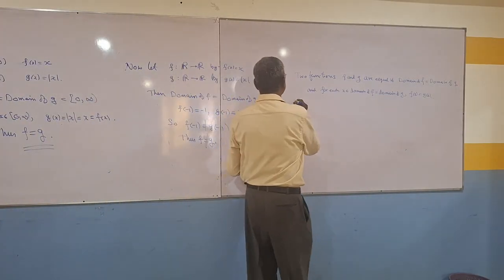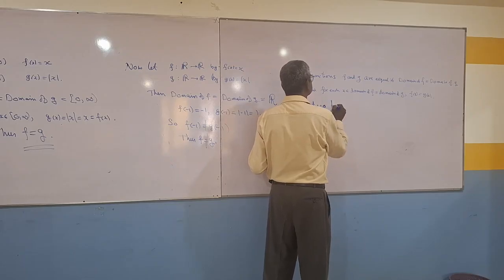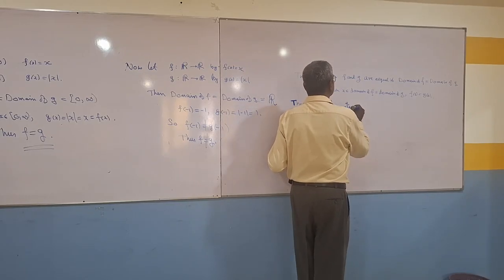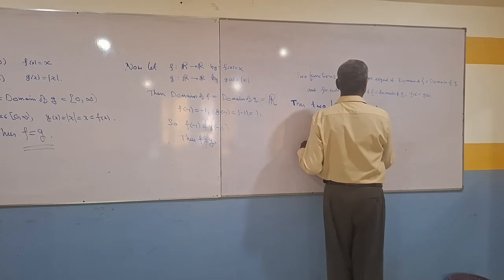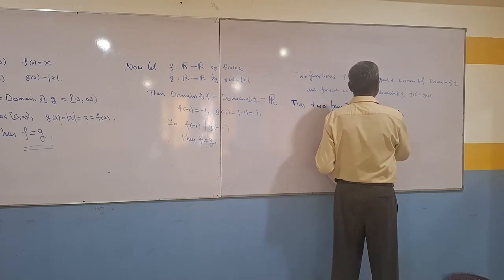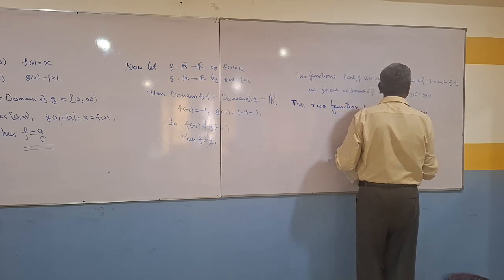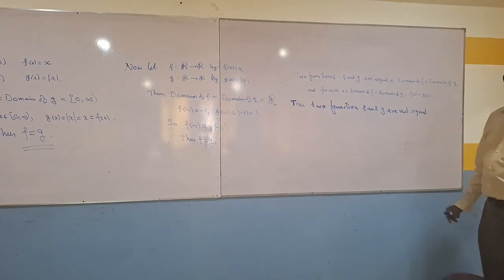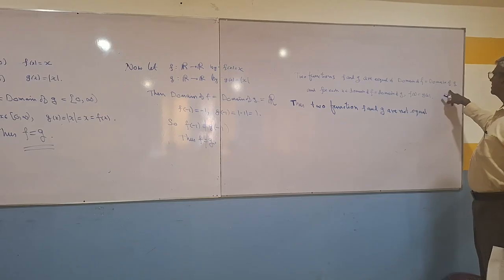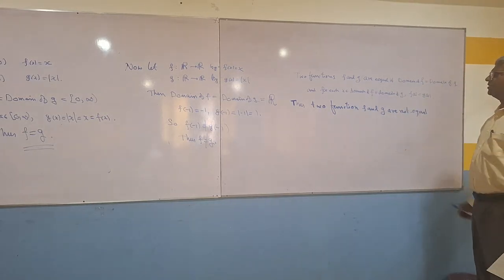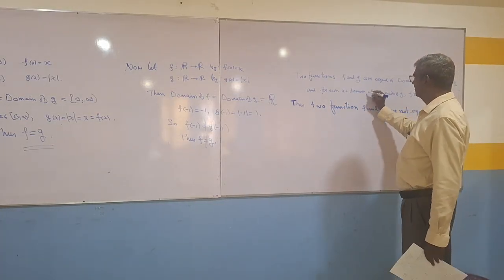Thus, two functions f and g are not equal. And you see here I am writing, two functions f and g are equal if domain of f equals domain of g and for each x belonging to domain of f. My off cannot, nobody can see my off.